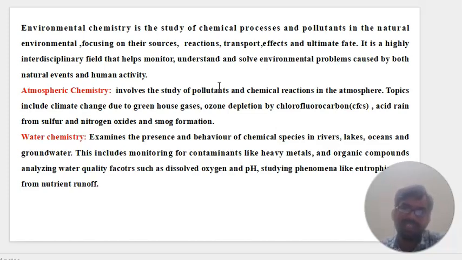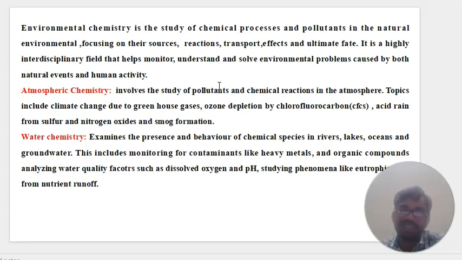Environmental chemistry is the study of chemical processes and pollutants in the natural environment, focusing on their source, reaction, transport, effect and ultimate fate. It is a highly interdisciplinary field, and it helps to monitor, understand and solve environmental problems caused by both natural and human activities.